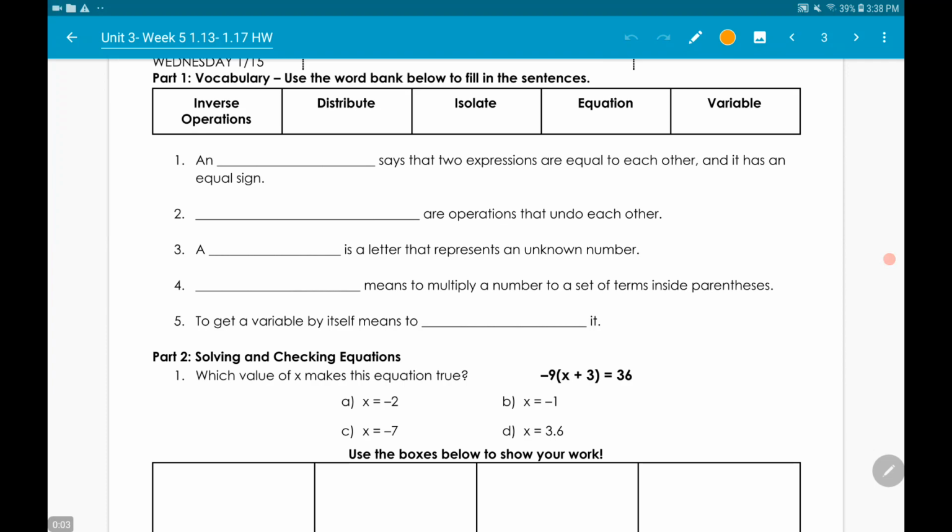So you guys have an exam on Thursday and Friday for Unit 3. And we haven't looked at this vocab in a while. So let's go over the vocab to create a study sheet for your exam.